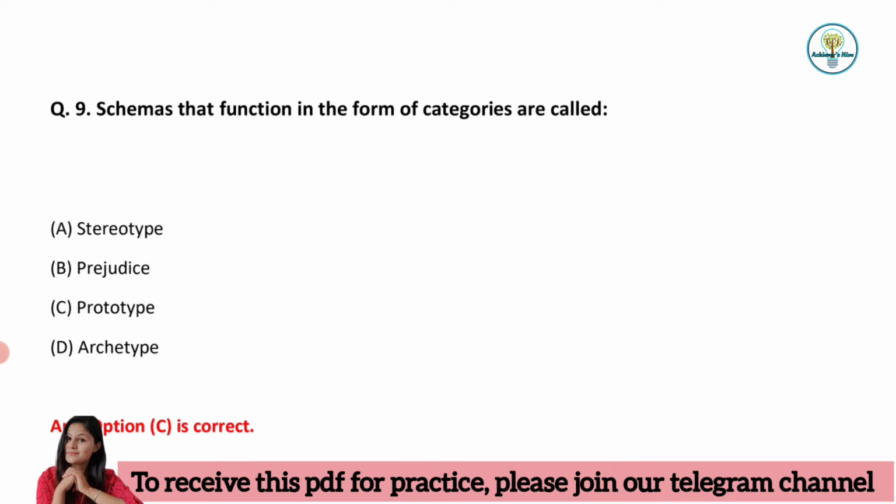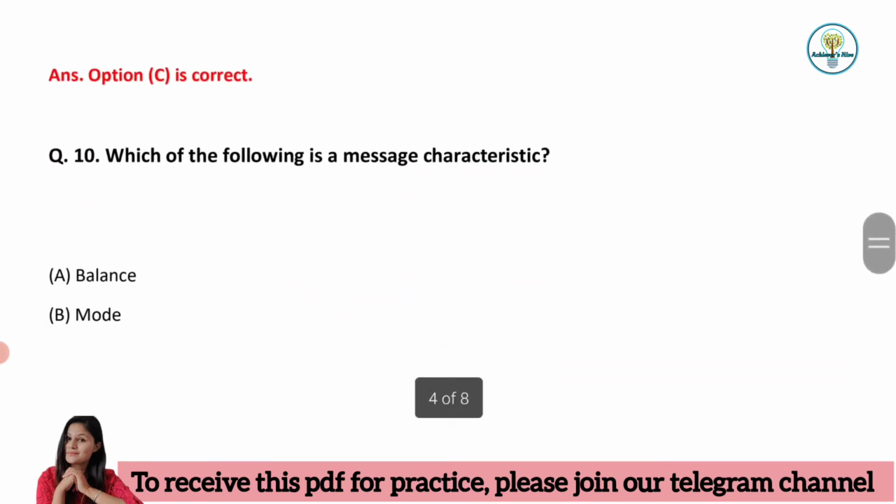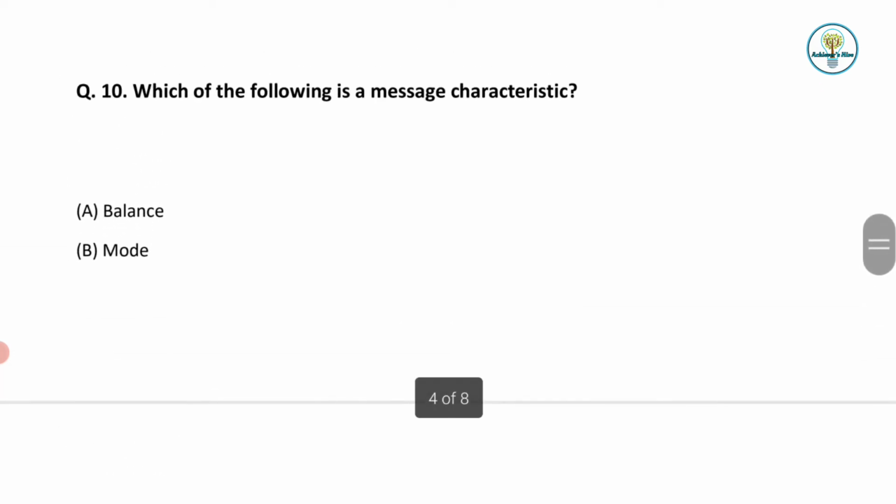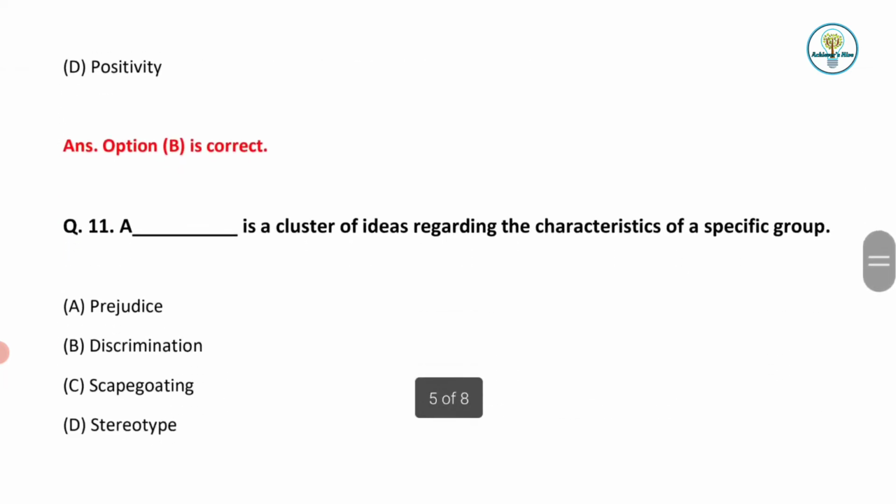So this you have to remember. Option C is the correct answer for question number 9. Which of the following is a message characteristic? See, balance, mode and two more are there: self-esteem and positivity. Self-esteem would definitely be found in a person. Positivity will always be found in a person. Balance will be created by a person. So the message characteristics will obviously be the mode. Alright, so B is the correct answer.